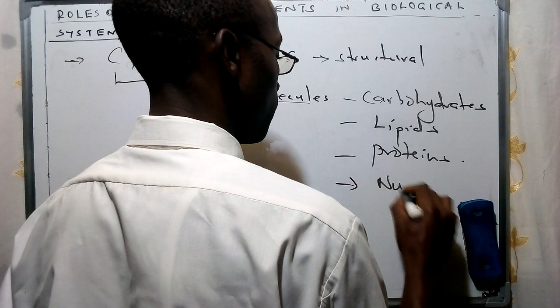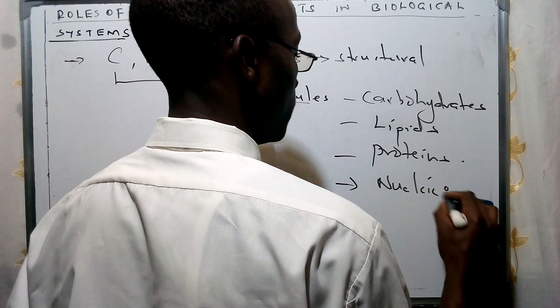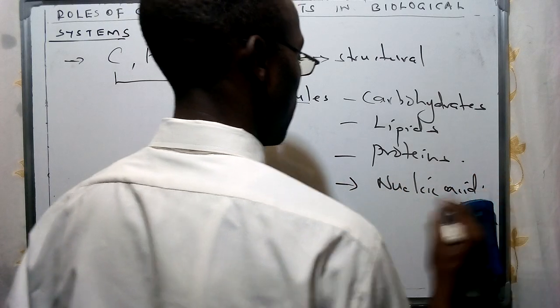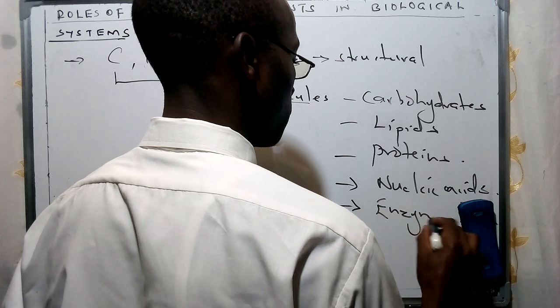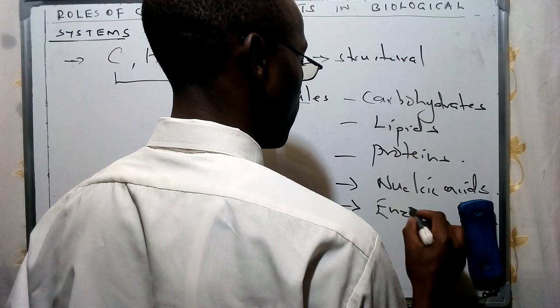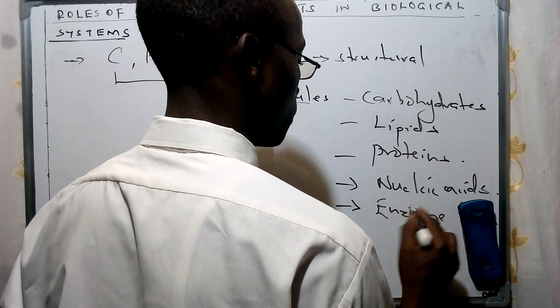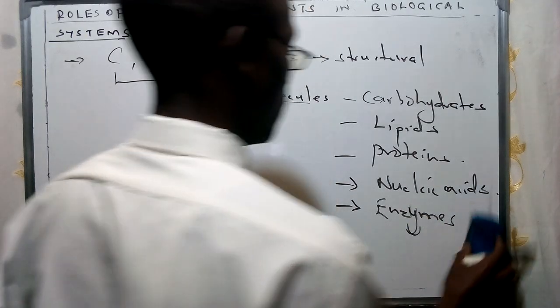You can give in terms of nucleic acids, enzymes. So some of them are basically going to be a classification of the other, like enzymes are going to be a form of proteins. So in this case, we are just going to give them just for elaboration purposes.